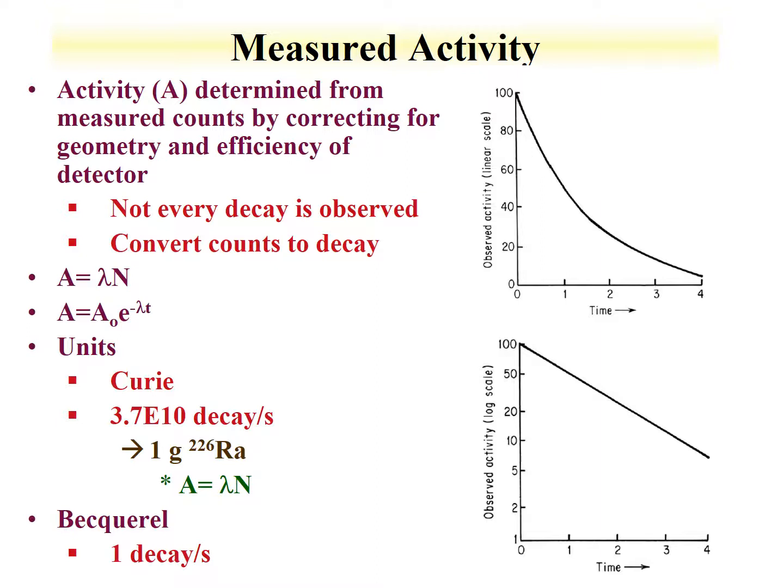And the decay constant, we'll just look up the half-life of radium-226, and I believe it's 1,600 years. You can use that, you get your decay constant. Taking those two numbers together, you should get 3.7 times 10 to the 10th decays per second. Now, becquerel is another unit where it's just 1 decay per second. So you may see units listed in Curie or in becquerel.